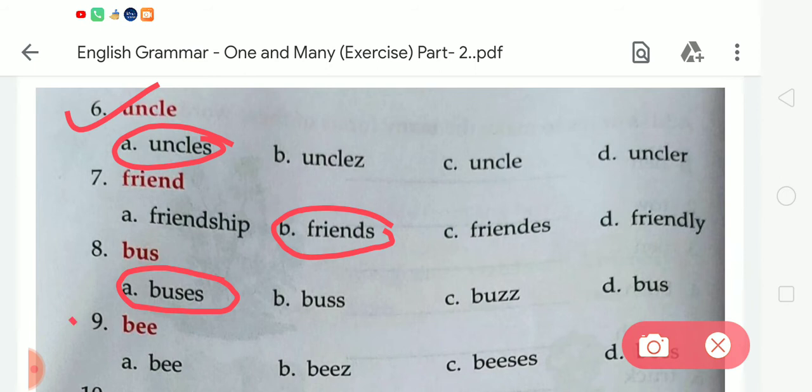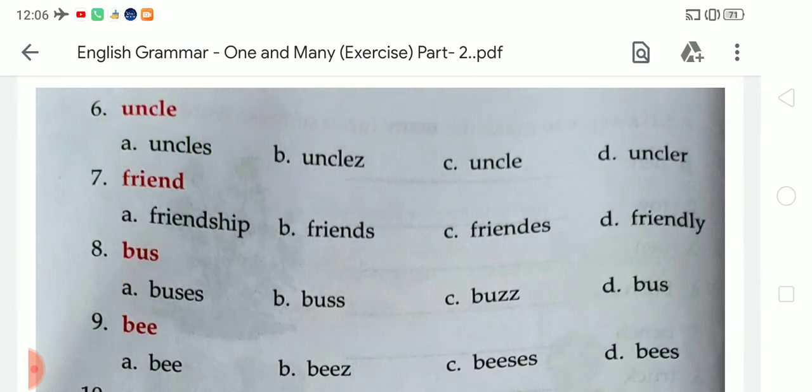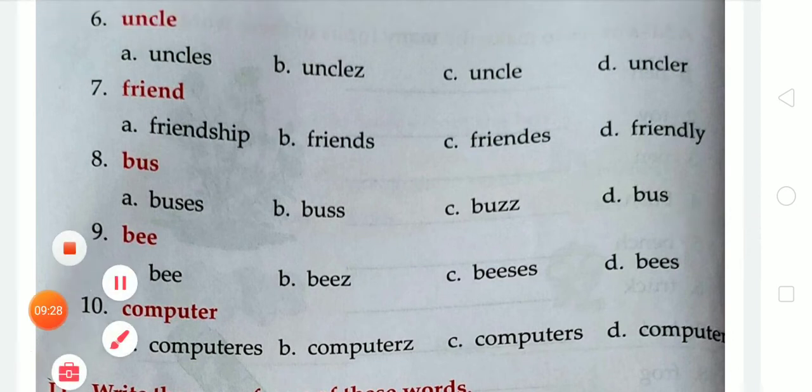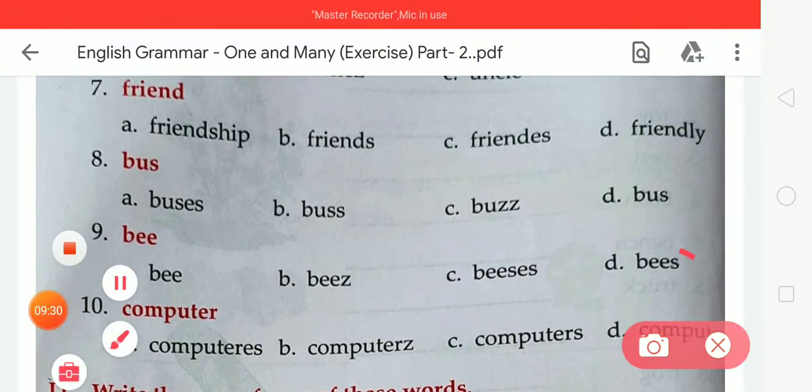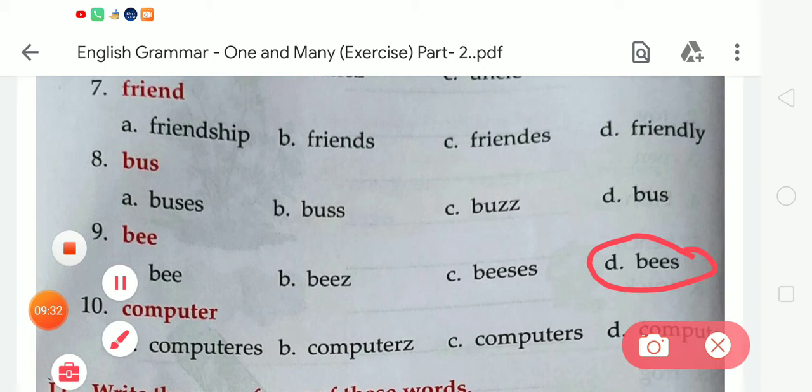Now moving to the next, number 9. Student, tell me which one is the correct option. We have to add S to change this given one to many. There is the word bee, so it will be bees. So we have to circle option number D.